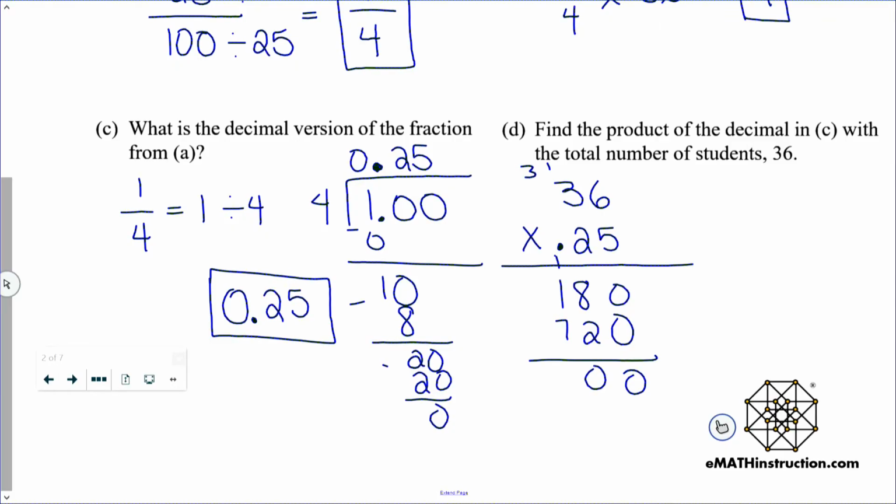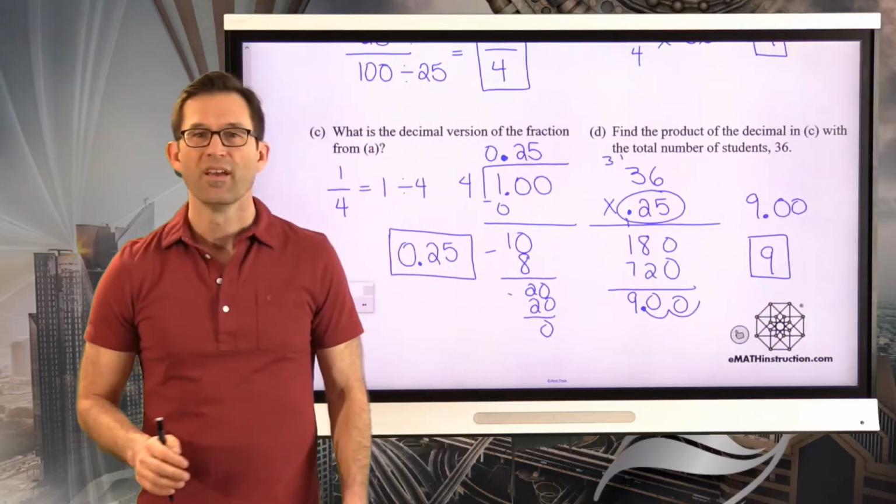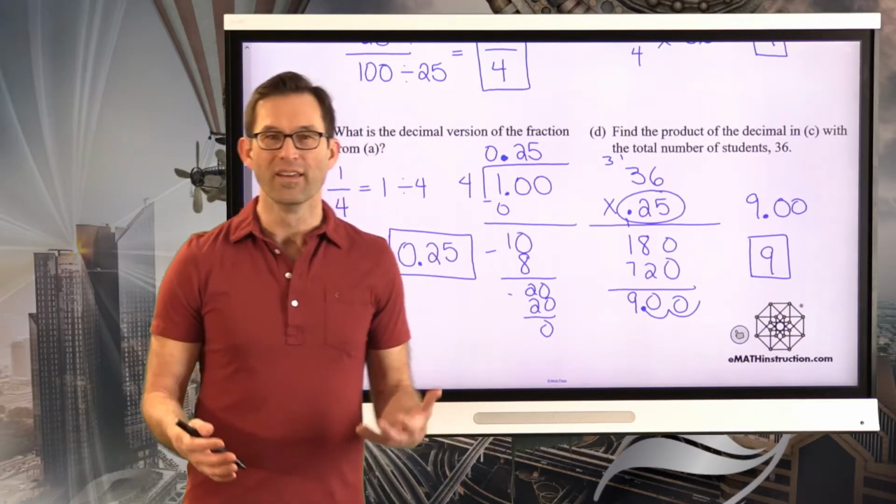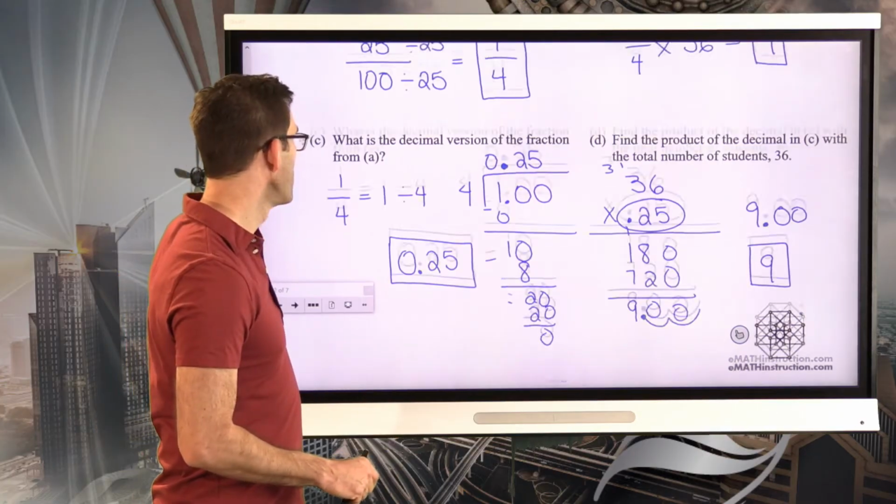Then I have 7 plus 1 plus 1, which is 9. Remember, because I have 2 decimal places here, I move the decimal place over 2 units, and I get 9.00, but of course, that's just the same as 9, right? Now, the whole idea here is quite simple.